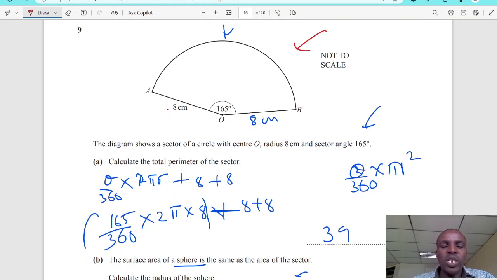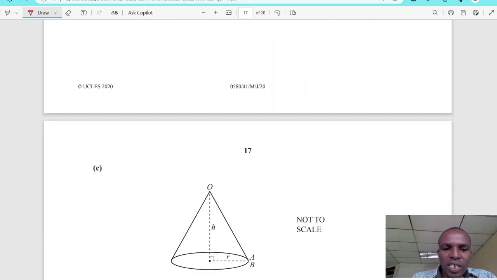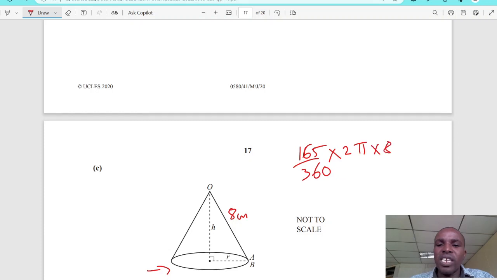Why do we have arc length? Yes, you can find it. So OA, OB is still 8. So this one is 8 centimeters. Then arc length is now circumference. So arc length here is theta, that was 165 over 360 times 2 pi times radius, which is 8. Then it's equal to, now it's circumference, which is 2 pi r.